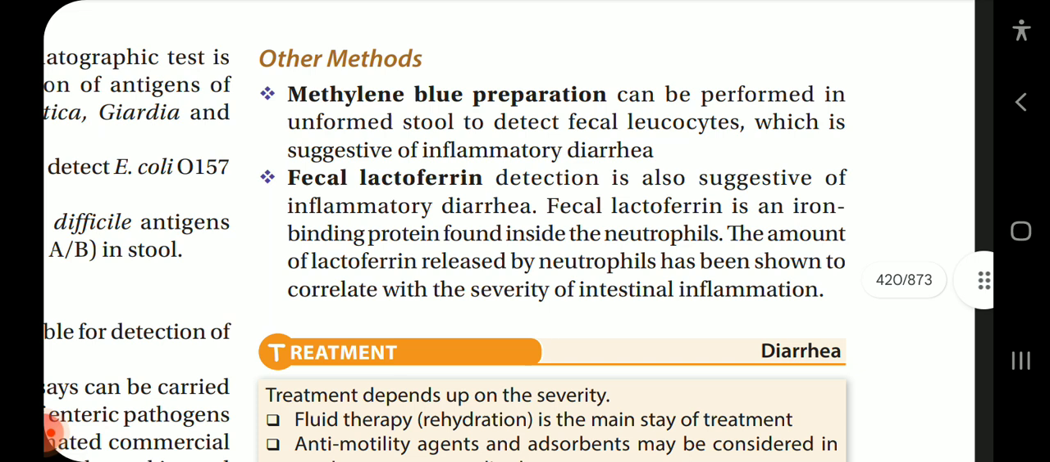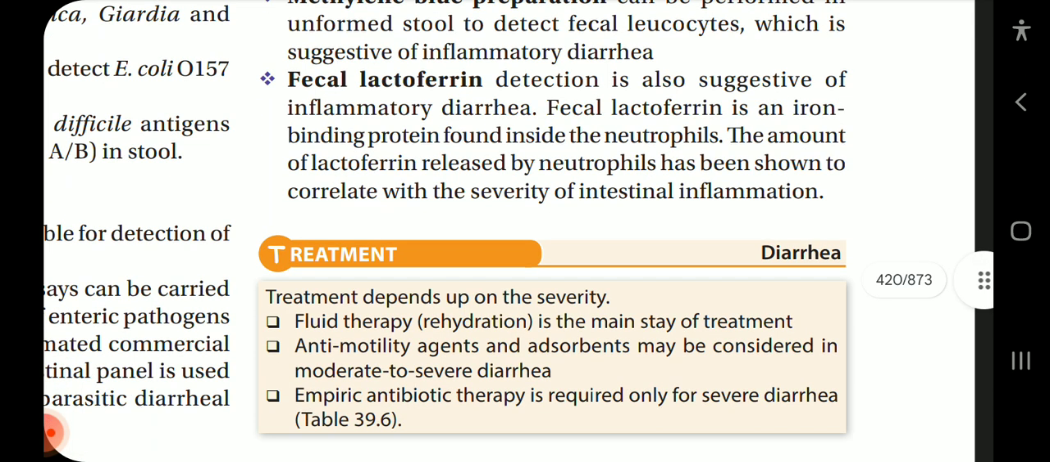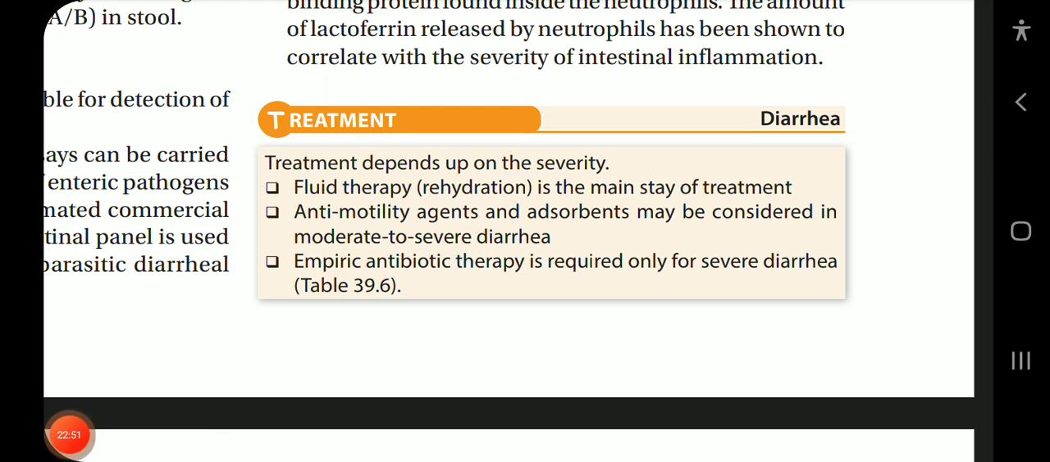Other methods: methylene blue preparation can be performed in unformed stool to detect fecal leukocytes, which is suggestive of inflammatory diarrhea. Fecal lactoferrin detection is also suggestive of inflammatory diarrhea. Fecal lactoferrin is an iron binding protein found inside the neutrophils. The amount of lactoferrin released by neutrophils has been shown to correlate with the severity of intestinal inflammation.